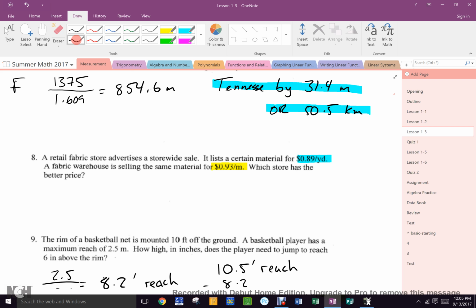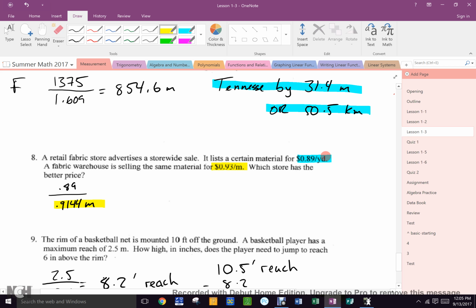The way I chose to do it was I said, okay, if those guys were selling it for 89 cents for a yard, then it must be 89 cents for 0.9144 of a meter. Right? Everybody understands why that is, yes? Because this distance, 0.9144 of a meter, is a yard.